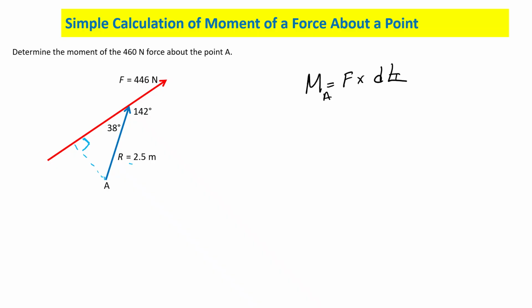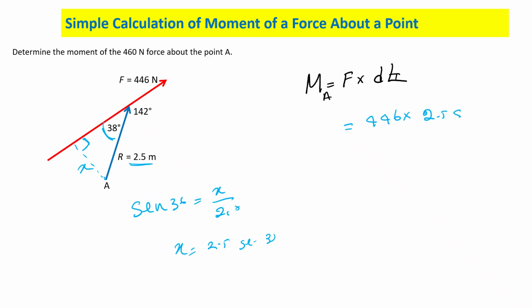So this is 2.5 and this is 38. So if you write sine 38, that is equal to opposite, which is this x, divided by 2.5. So x is equal to 2.5 sine 38. Am I right? So you can write this as 446 times 2.5 sine 38. Agree or not? Now tell me how to find the direction.